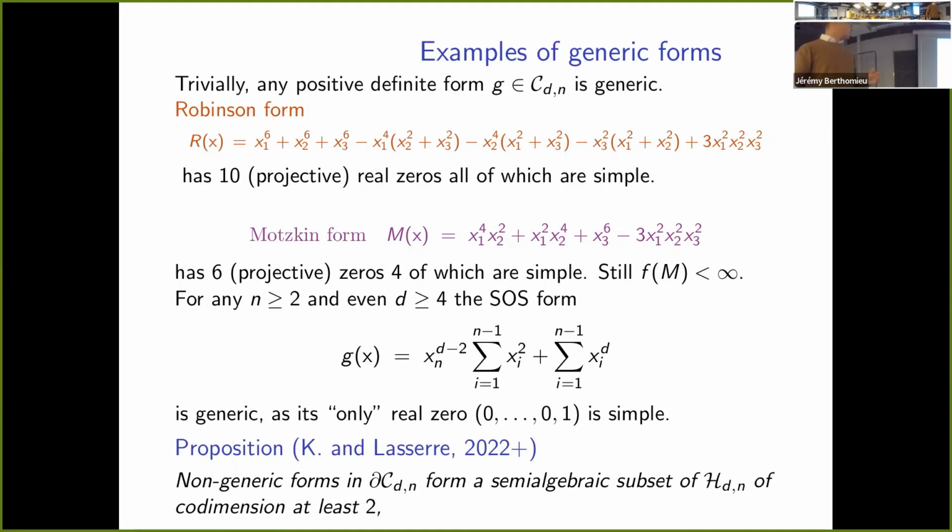So, the motivation for calling these forms generic is that non-generic forms in the boundary form a semi-algebraic subset of codimension at least 2. And Bernd will say it has exactly 2, right? Which is moreover nowhere dense in the boundary. So non-generic forms are somewhat rare. They occur with probability 1 with respect to any natural measure on the boundary of the nonnegativity cone.